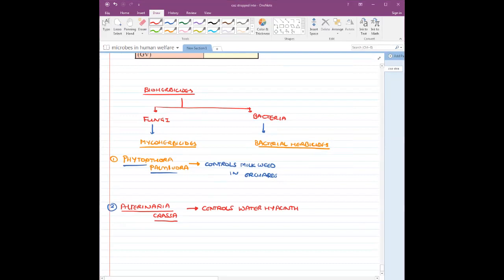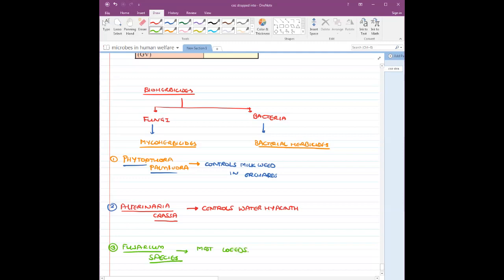Okay, and then the third one, guys, out over here, the third one is going to be your Fusarium species. Okay, so we have Fusarium species, and that Fusarium species is going to be working against most of the weeds. Okay, it is going to be useful against most weeds.